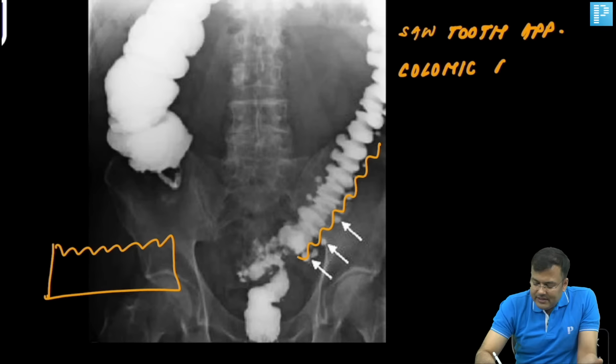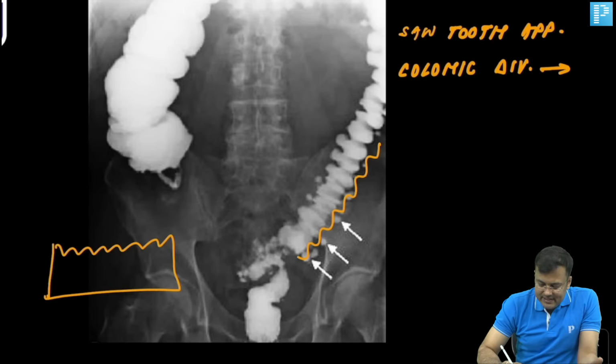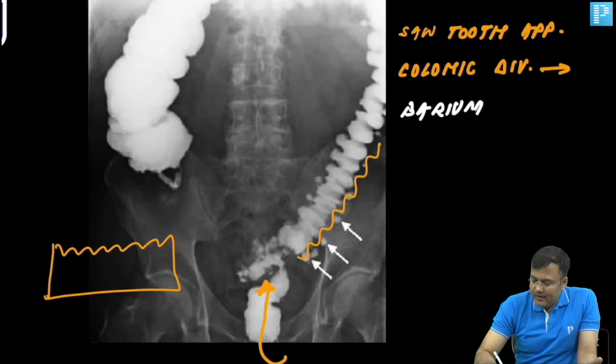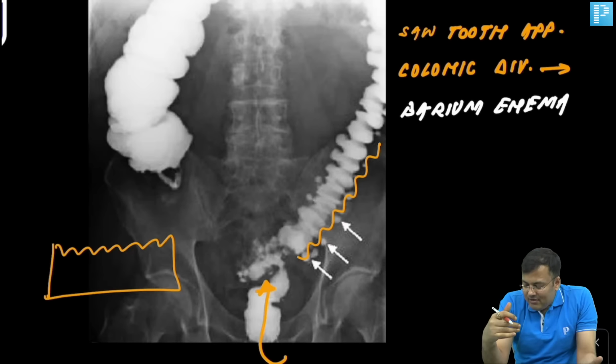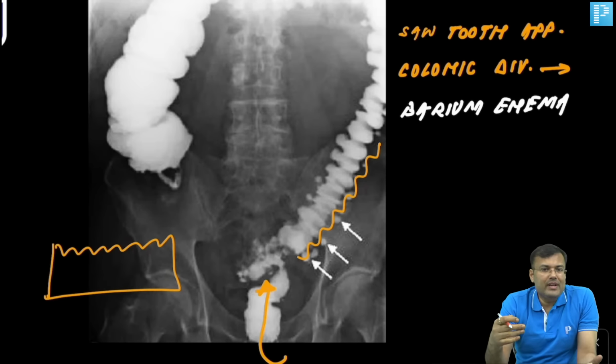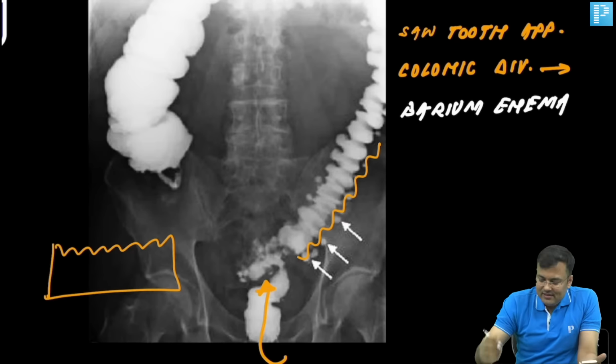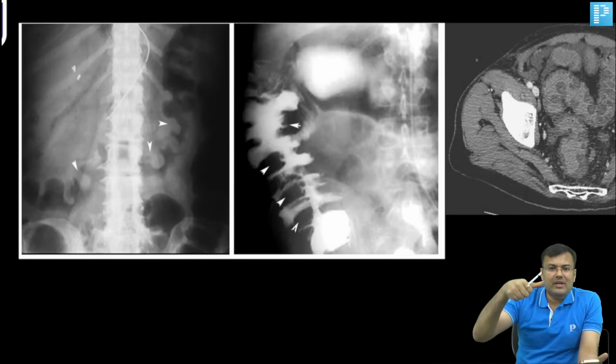Can you tell me the name of this investigation? This is colonic diverticulosis. Obviously, which investigation is this? This is barium enema. So, on barium enema, guys, you can see there is sawtooth appearance. So, this is colonic diverticulosis. Clear?